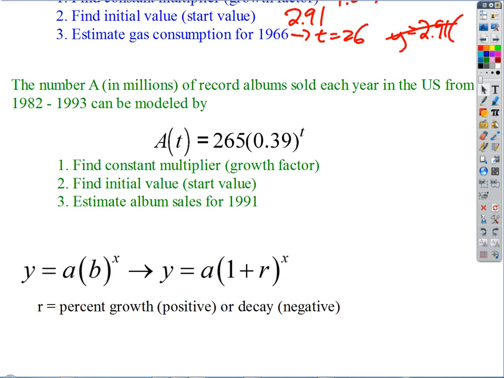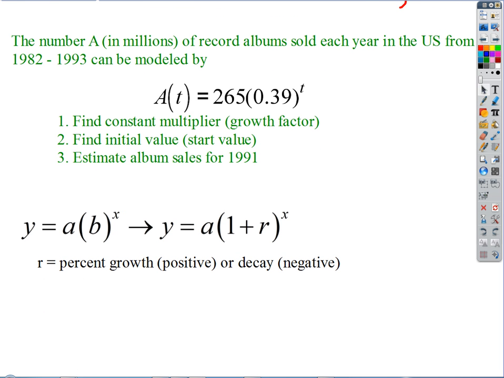Okay, so what about this? Another example. Same stuff. This time we're looking at album sales from 1982 to 1993. So what's the constant multiplier here? Yeah, 0.39, no big deal. Initial value? 265, and this is in millions of album sales. And then of course, we could easily figure this out too by just plugging a value in, right?